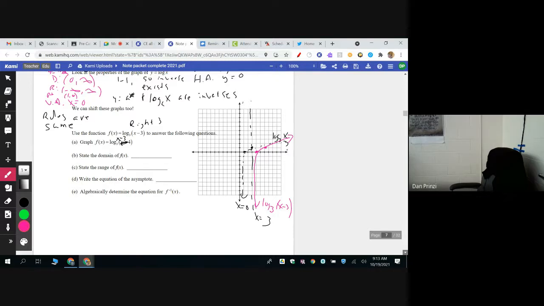Okay. Anyone do domain? Graph in pink. Think about it. Your domain is normally 0 to infinity. We've gone to the right 3. Aubrey. Good. How about the range? Raise your hand if you can tell me the range. Juju. Negative infinity to infinity. Good. How about the asymptote? We already did. X equals 3.